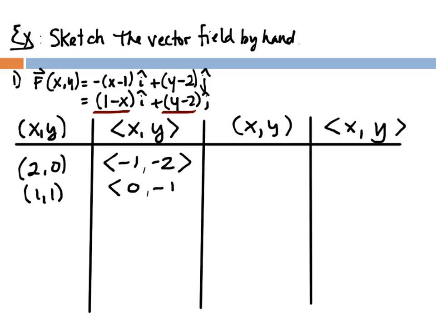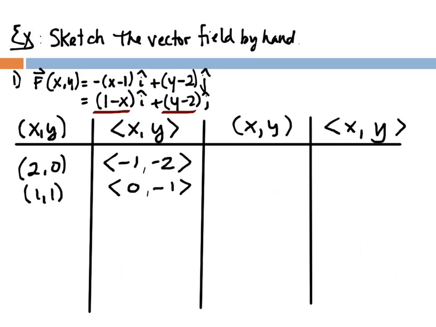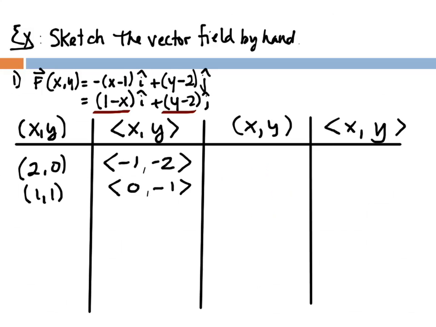-1, right? So at the ordered pair (1, 1), which I'm right here, I need to be going how? What's it going to look like? Just down 1? Okay, looks good.